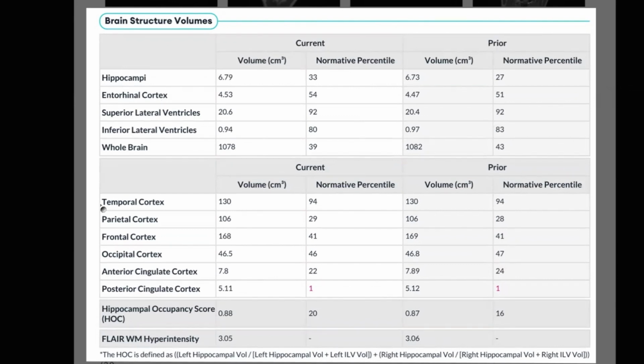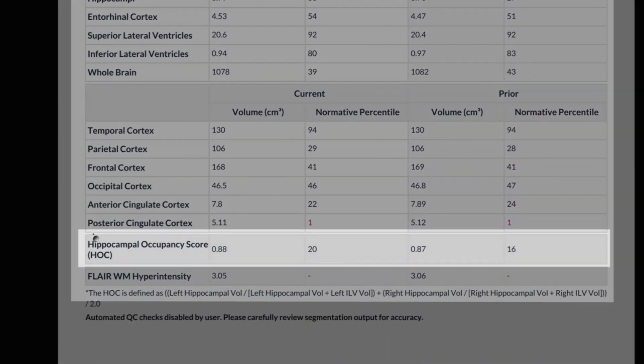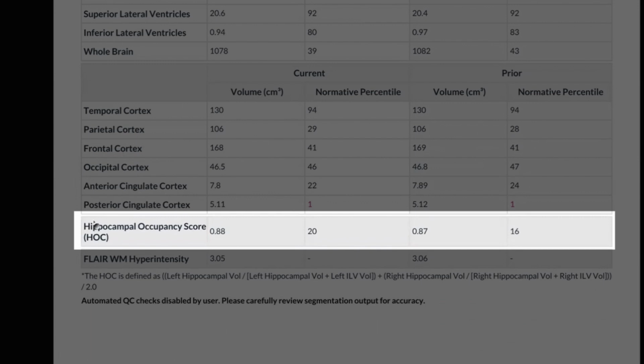The second table showcases the different cortices or lobes and showcases the same volumetric information as compared to the prior time point. We also produce the hippocampal occupancy score, which is a good measure of identifying balance between hippocampal volume as well as the inferior lateral ventricles. And then also, if a FLAIR is submitted along with the T1, we do provide the white matter hyperintensity volume longitudinally as well.